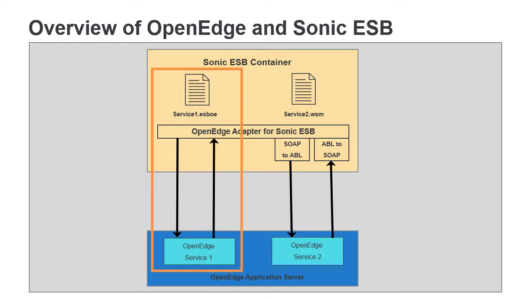The benefits of using the native invocation are having a simplified exposure of ABL code as a service, having a simplified process of mapping ABL parameters to Sonic messages, and having reduced overhead through improving runtime performance over the web service invocation methodology by eliminating conversions to and from SOAP messages.